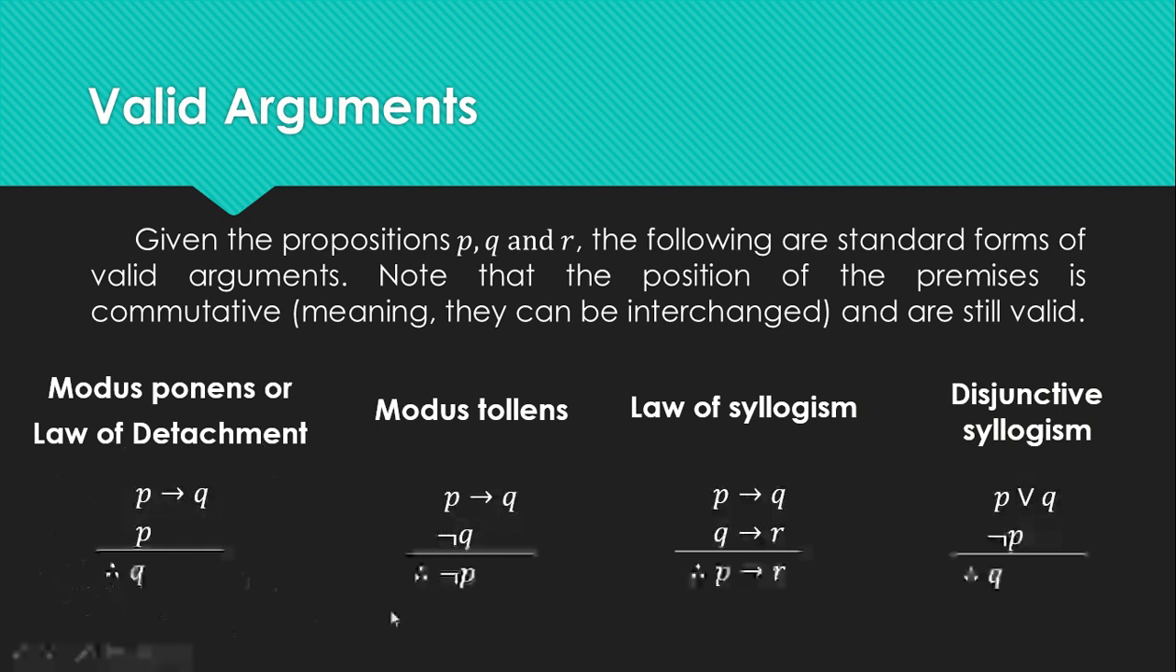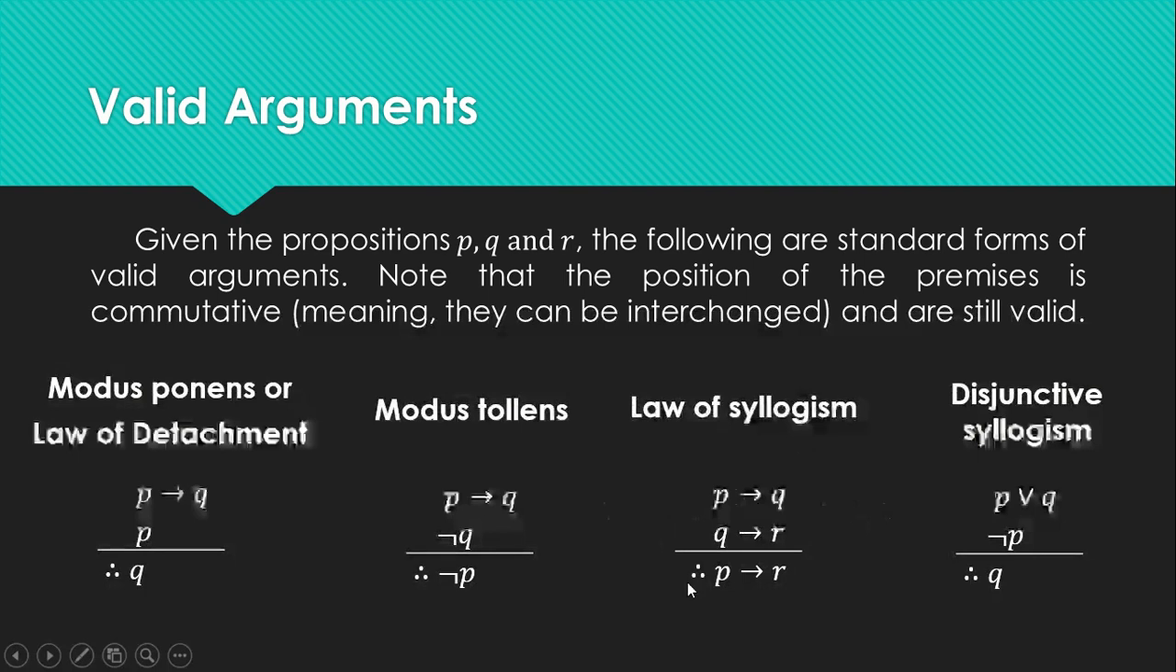The second one is the modus tollens, wherein if we have P implies Q as one of our premises and the negation of Q as another premise, with a conclusion of the negation of P, this is still a valid argument. We also have the law of syllogism. We have P implies Q and Q implies R as our premises and P implies R as our conclusion.